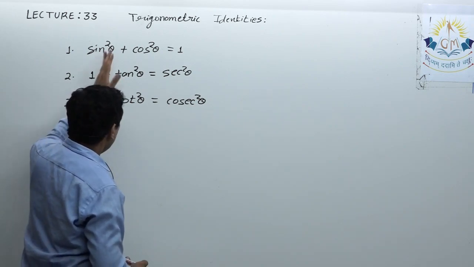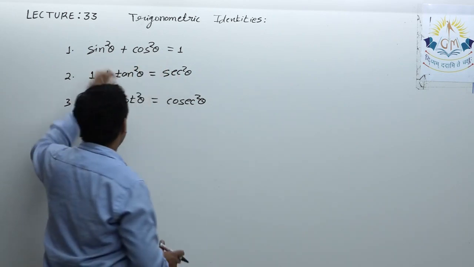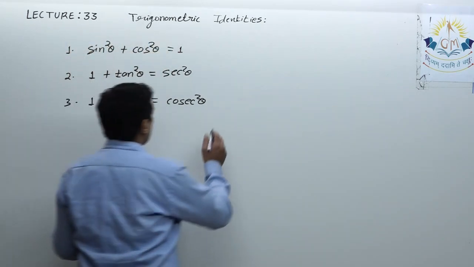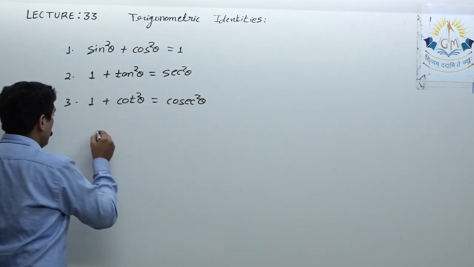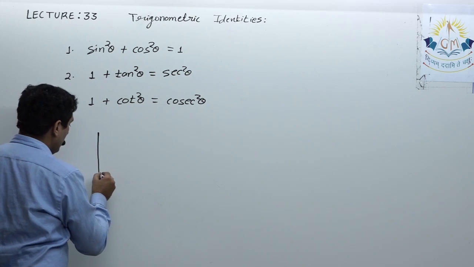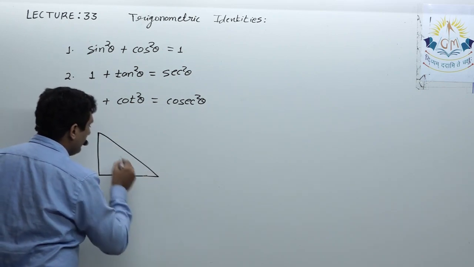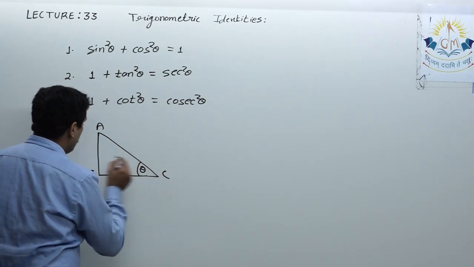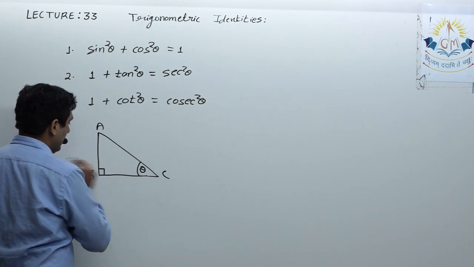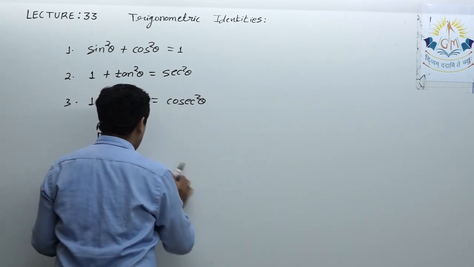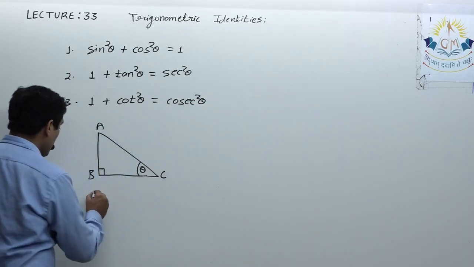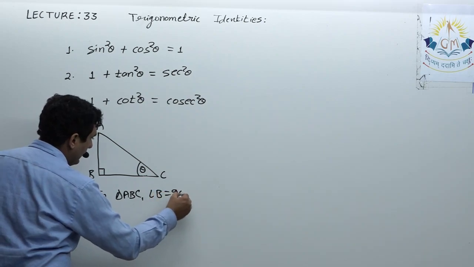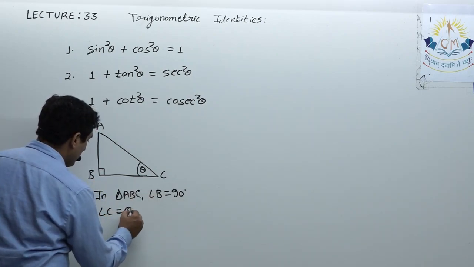So now we'll see the proof of these. Actually, if you know the proof of the first one, it is very easy to get the remaining two. So let us see how to prove this. Suppose we have a triangle ABC with a right angle at B, in which I am considering this angle as theta degrees. So in triangle ABC, angle B is equal to 90 degrees, angle C is equal to theta.